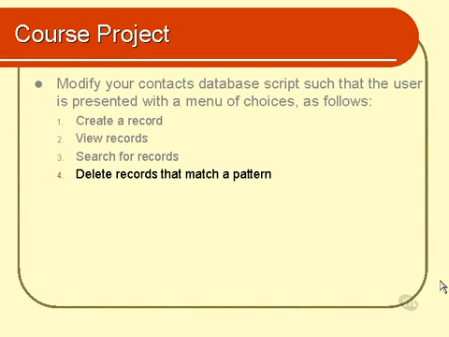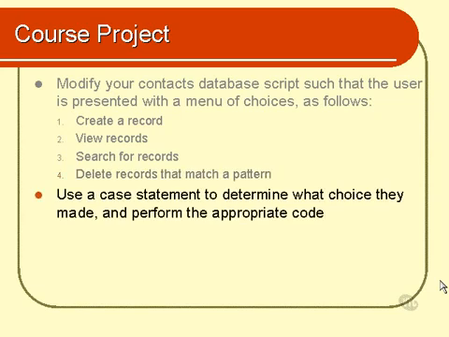Currently, of course, you'll only be able to implement the first two choices. That's okay, we'll just leave the other two blank for the moment. We'll fill them in later on in the course. Now we're going to use a case statement to determine what choice they made. And I'd like that to be numeric, so if they enter the number 1 on the keyboard, then you will go and do the create record code. If they enter the number 2, then you'll do view records and so on.